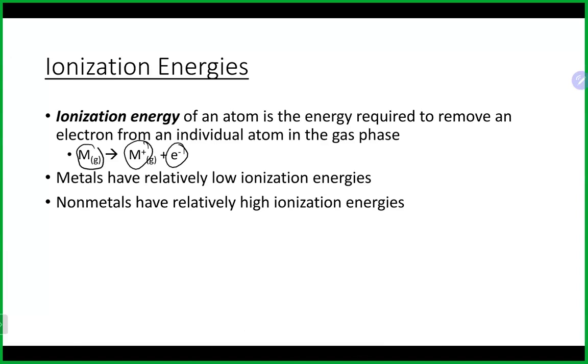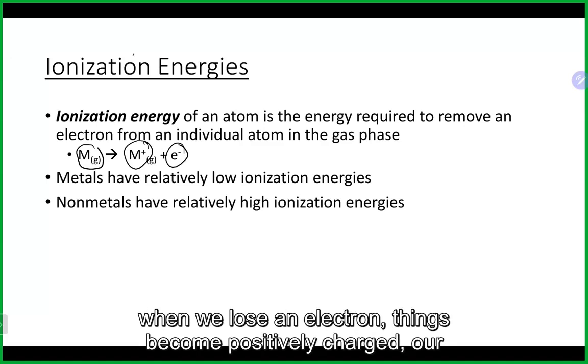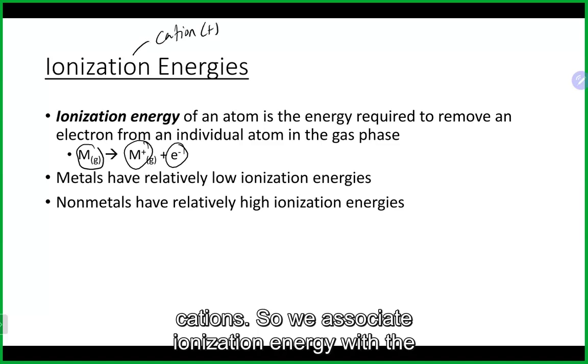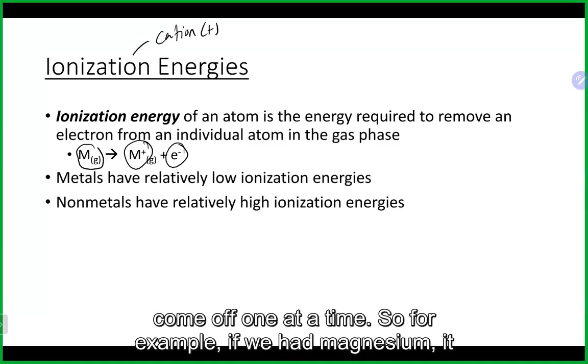Ionization energy is basically what happens when we lose an electron. And when we lose an electron, things become positively charged, they are cations. So we associate ionization energy with the formation of a cation in this case. Now, electrons actually do come off one at a time. So for example, if we had magnesium, it would have no charge.